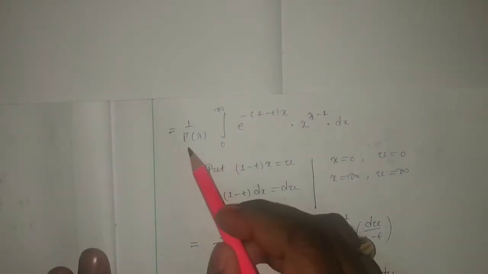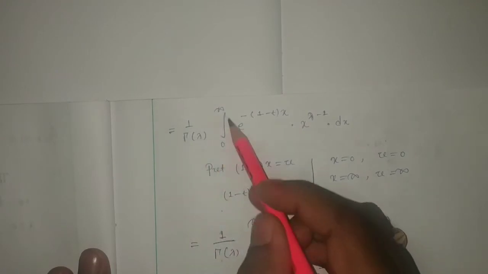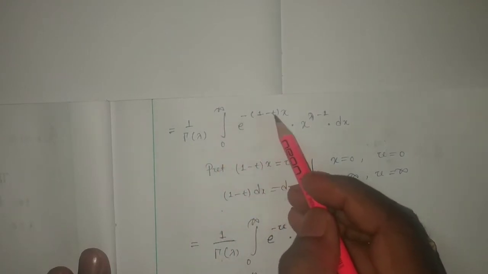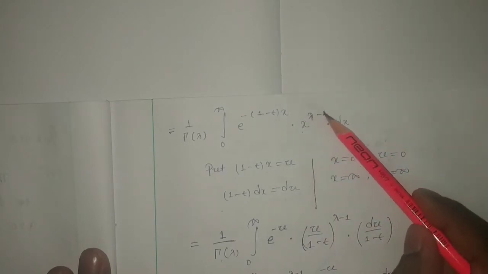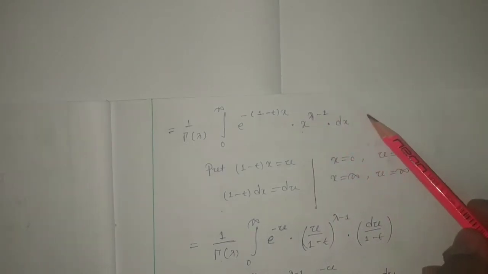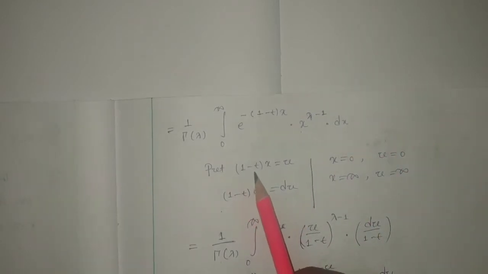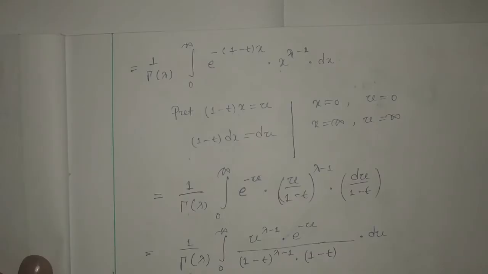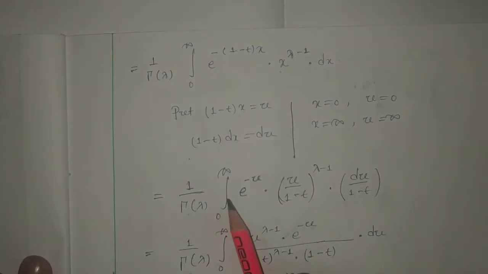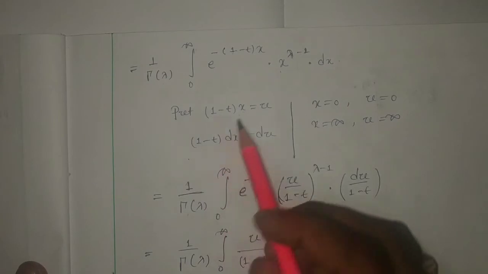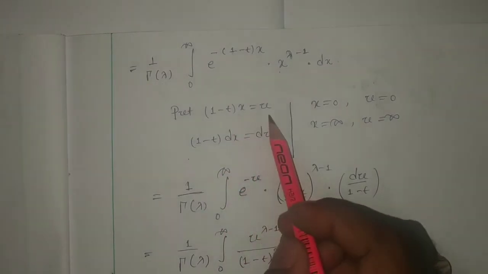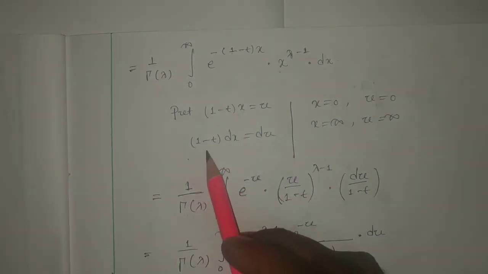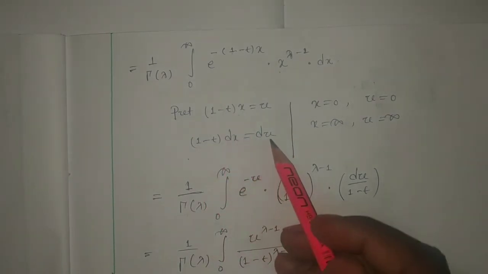That is 1 by gamma lambda, 0 to infinity, e to the minus 1 minus t into x, to the power lambda minus 1 into dx. Now we have to put 1 minus t into x equal to u, and so hence if we consider 1 minus t into x equal to u, that implies 1 minus t dx equal to du, right?